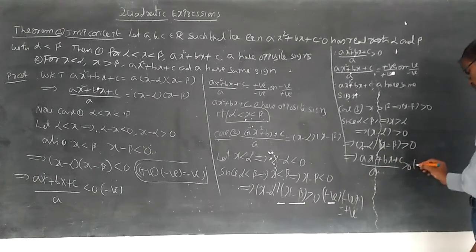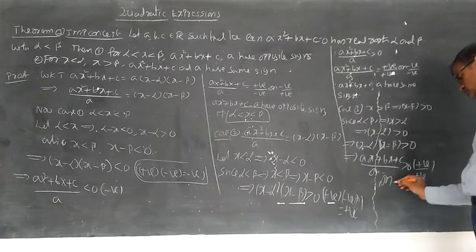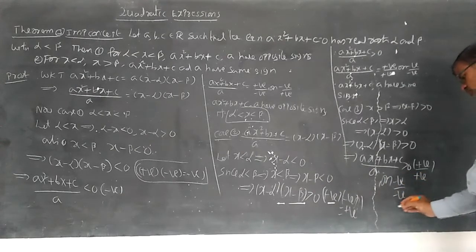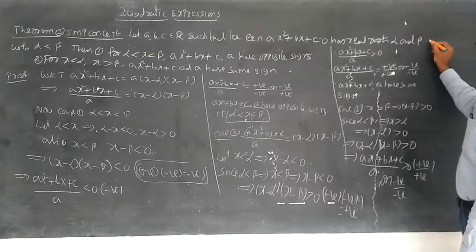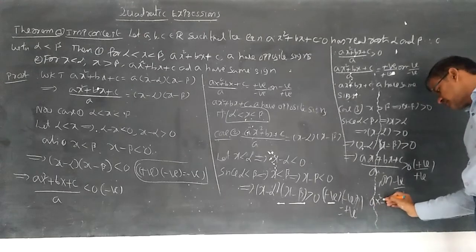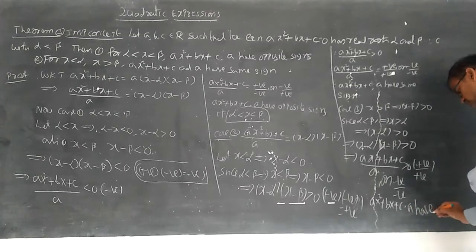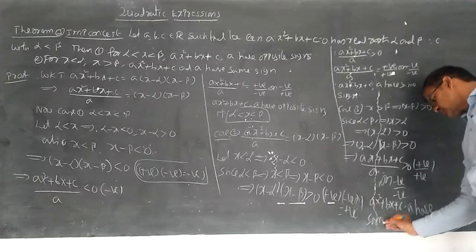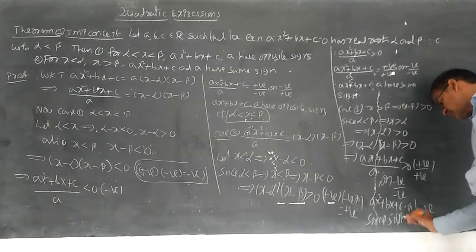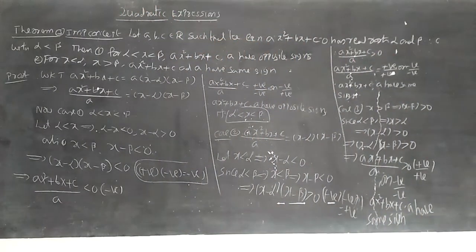This is greater than 0, the concept is positive by positive or negative by negative. Therefore, we can say here ax square plus bx plus c, comma a, have the same sign. They have the same sign when x is less than alpha and x is greater than beta. Whenever x is less than alpha and x is greater than beta, we can understand that ax square plus bx plus c, comma a, have the same sign. This is the most important theorem.